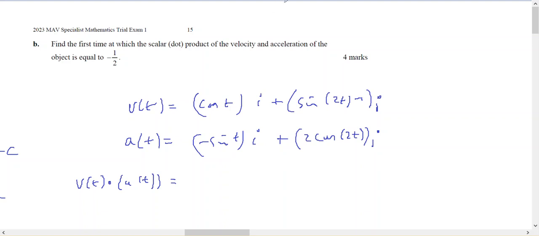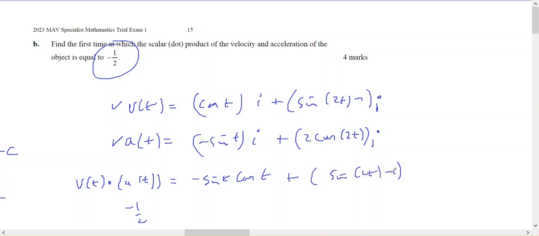Okay, so this is question 8b from the 23 MAV. I've got the velocity function, I've got the acceleration function, and now I wish to do the dot product of each of them. And I need to make it equal to -1/2. So it's this times this, so negative sine of t cos of t plus sine of 2t minus 1 times 2 cos of 2t.